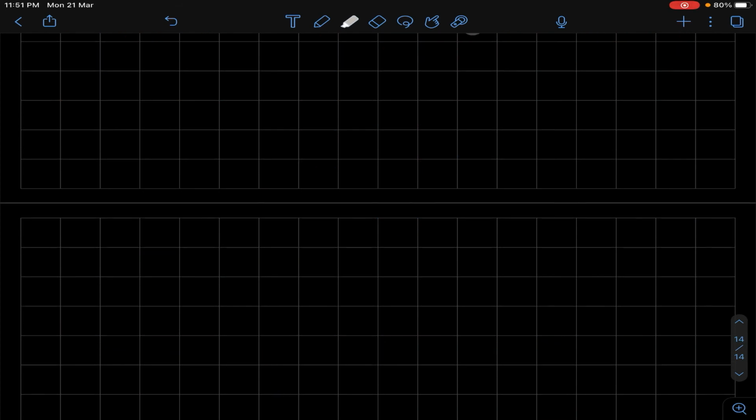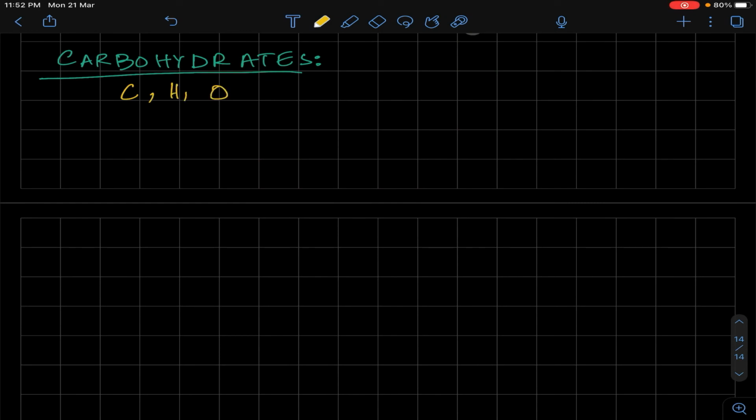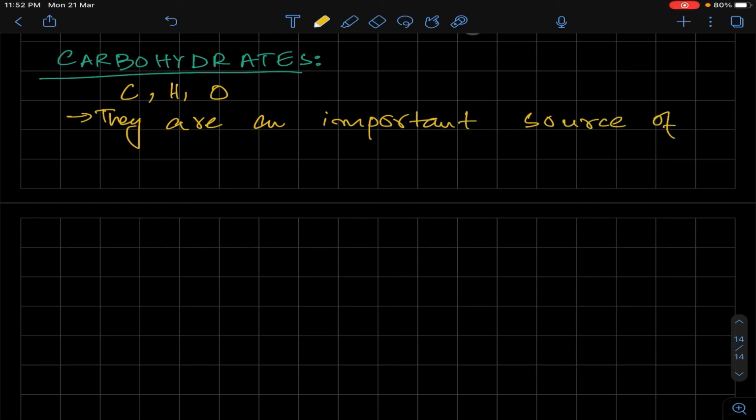So the next natural condensation polymer that we are going to discuss is carbohydrates. Carbohydrates are made up of carbon, hydrogen, and oxygen, right? And they are an important source of energy in our bodies, in all living organisms.